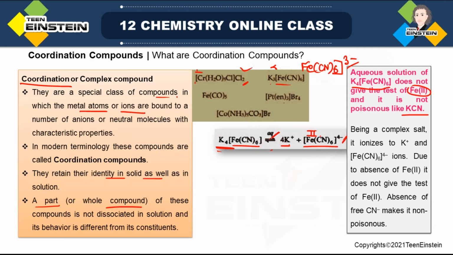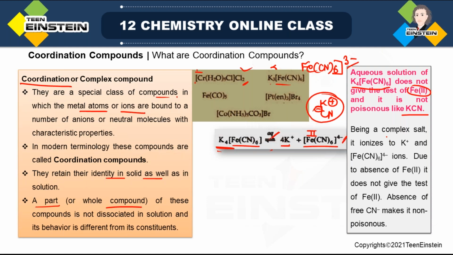It is remaining in the third bracket. So that is why it will not give the test of Fe2+, because you do not have any free Fe2+ ion. That is the reason you are not getting the test of Fe2+. And the second thing is, it is not poisonous like KCN. Now, if you want to get KCN, there must be the presence of K+ as well as CN-. Then only you can get KCN. But CN is inside the third bracket. Then how will you get free CN- ion? So that is why it is not poisonous like KCN.